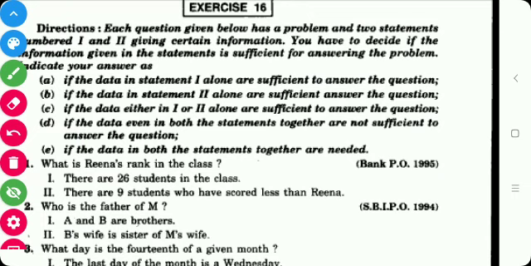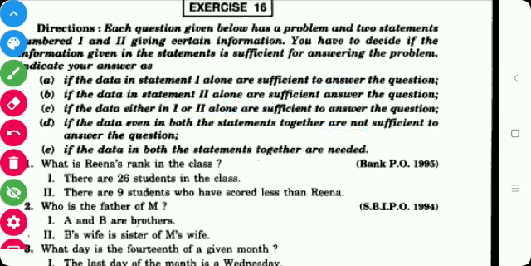Here we are given two statements, 1 and 2. We have to decide if the information given in the statements is sufficient for answering the problem, and we have to give the answer as A, if the data in statement 1 alone are sufficient to answer the question. B, if the data in statement 2 alone are sufficient to answer the question. C, if the data in either 1 or 2 alone are sufficient to answer the question. D, if the data even in both the statements together are not sufficient to answer the question. And E, if the data in both the statements together are needed.